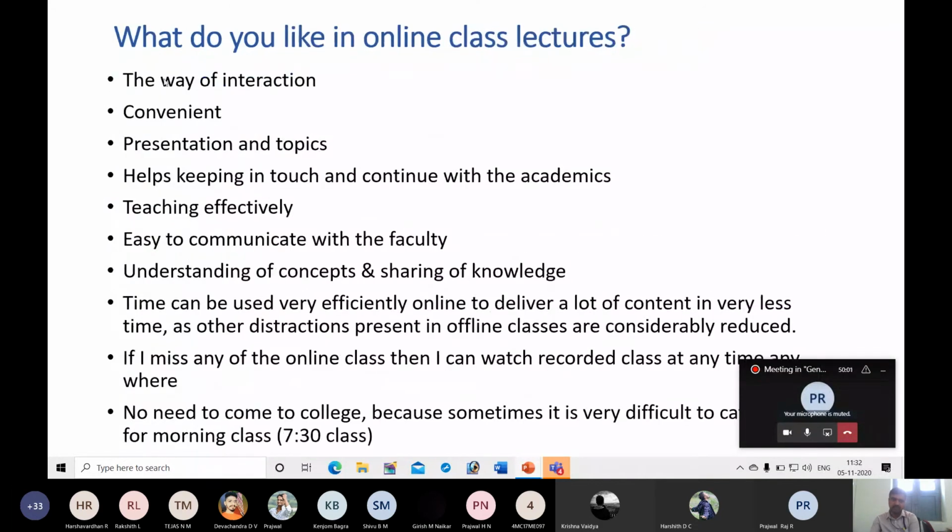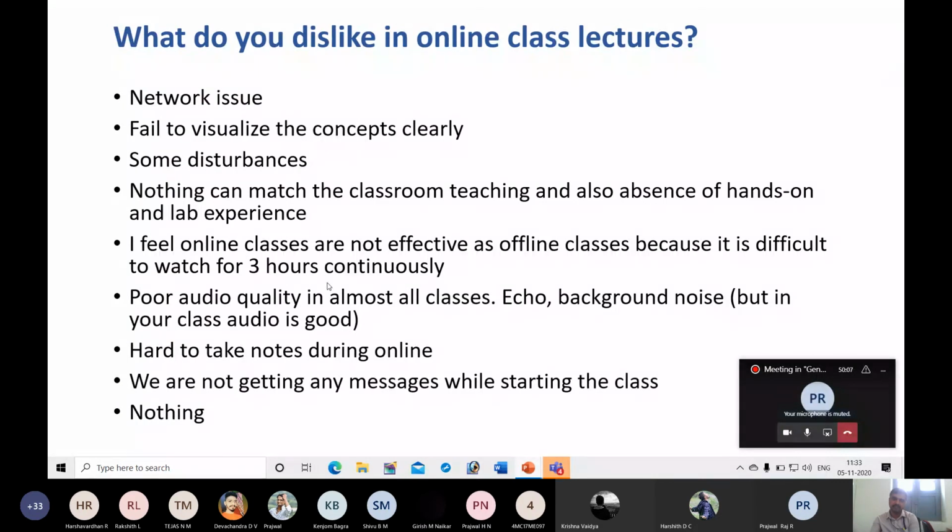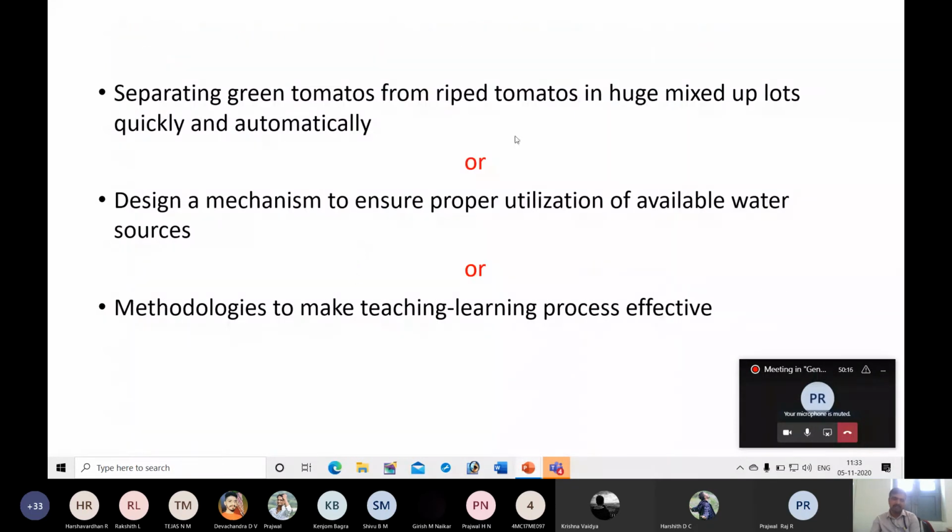So you have given your feedback, then I have listed. This is the logical classification of the ideas. Then some may be chosen for implementation, some may not be implemented. That is the evaluation part. Okay, so these are some of the examples of problems.